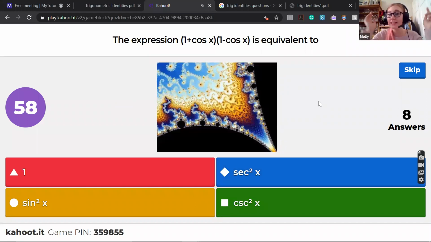This one, expand it out. Just expand out those brackets using FOIL method or whatever else you use. Give it a go, see what you get.